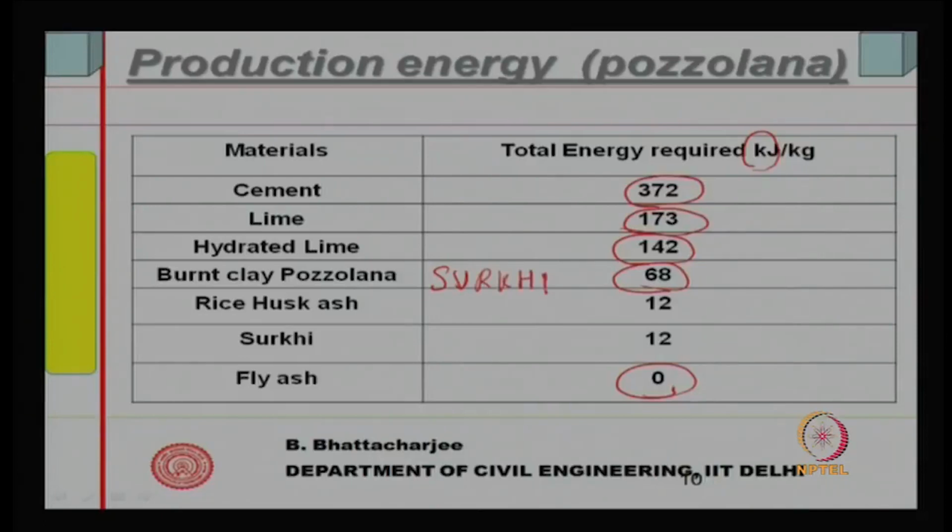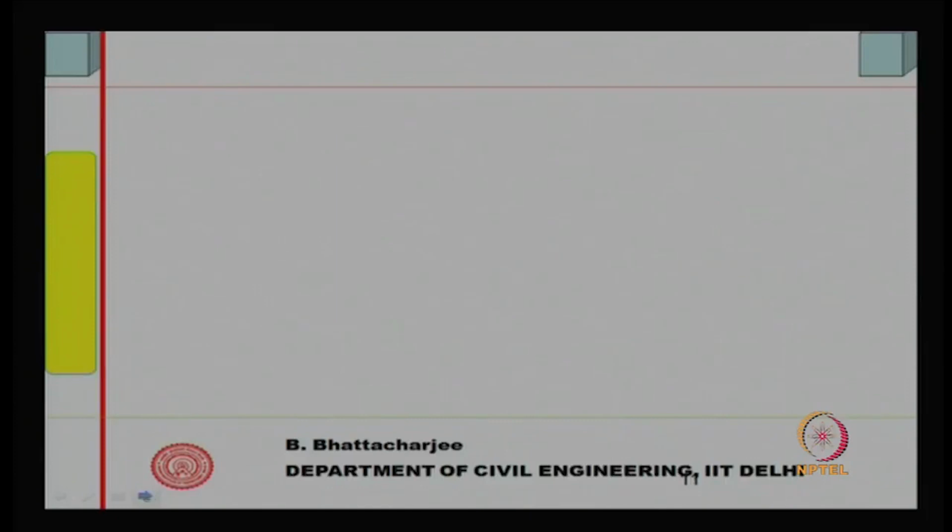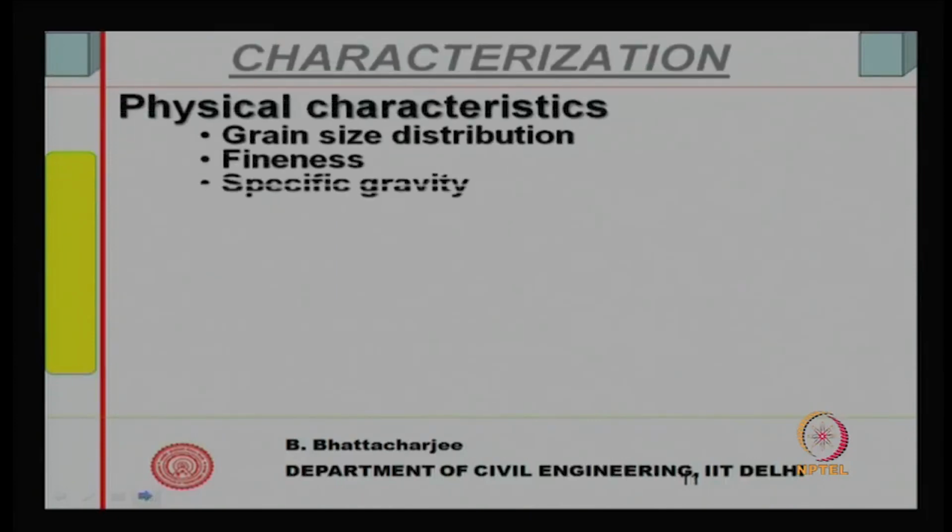This one also has some energy required to produce. Rice husk ash has about 12 kilojoules per kg, and surkhi is already shown here, 12. So, they need much less, actually. The least energy is consumed in the production of fly ash. Cement of course uses the maximum. Granulated blast furnace slag has a somewhat higher value, and silica fume of course has slightly more than this. So, the energy used is this, right.